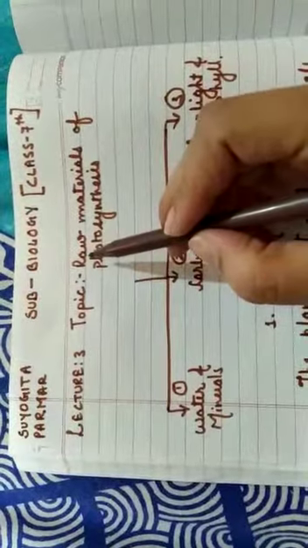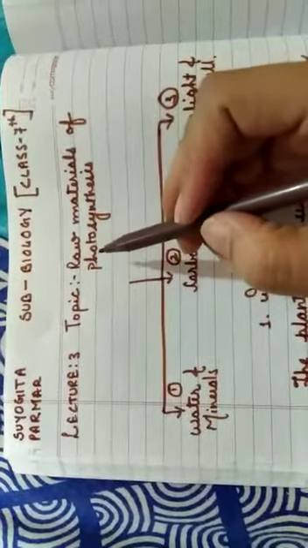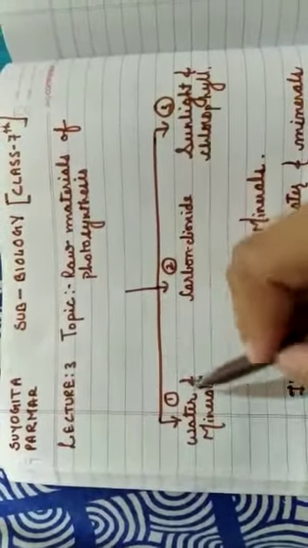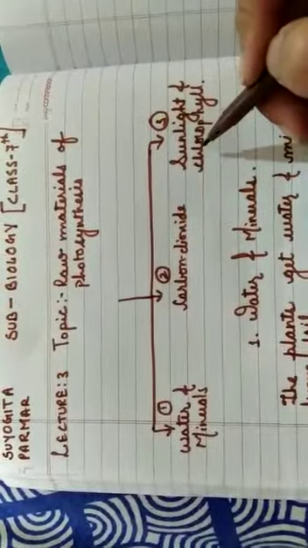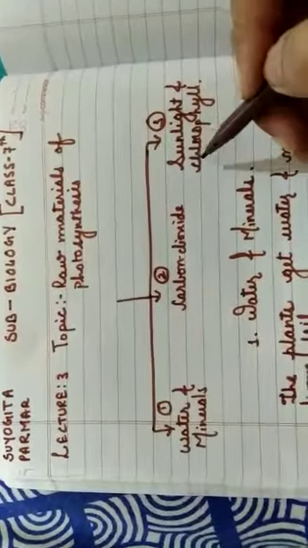Now, what are these raw materials? Raw materials are the materials which are used in the process of photosynthesis. So what are they? Water and minerals, carbon dioxide, sunlight and chlorophyll. We have somewhat of an idea of sunlight and chlorophyll. In the previous lecture I taught you about sunlight and the chlorophyll pigment.